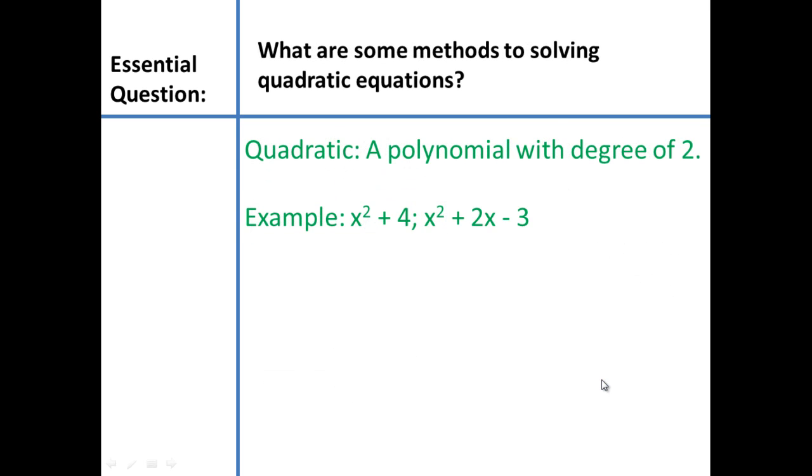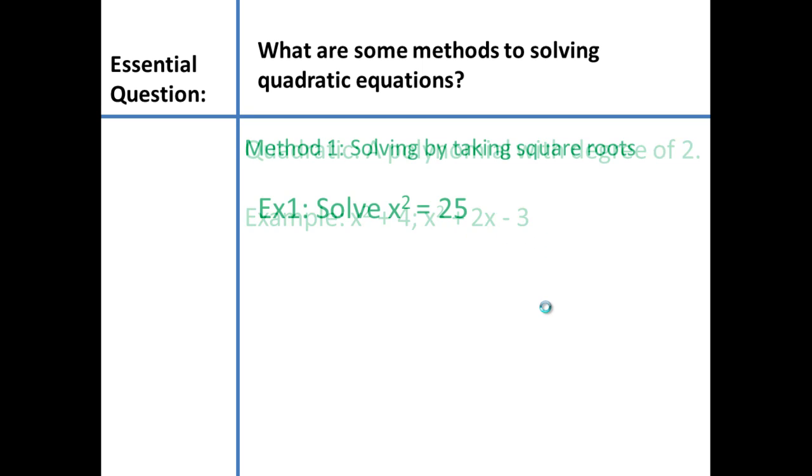So what's the point of factoring and so forth? Well, the point is so we can solve quadratic equations. A quadratic is a polynomial with degree of 2. x squared plus 4 is an example of a quadratic. x squared plus 2x minus 3 is another example of a quadratic. So the first method that we looked at is solving by taking square roots.